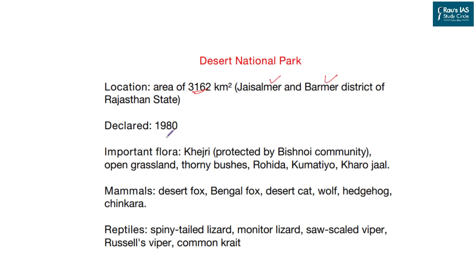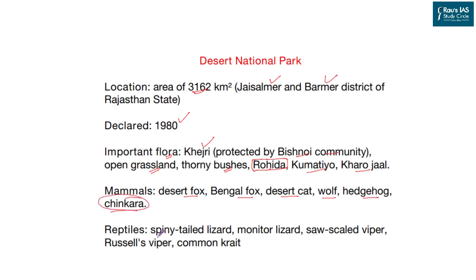It was declared a protected area in 1980. Important flora, that is plant species, include khejri, which is protected by the Bishnoi community. This community is also known to protect wildlife with respect to blackbuck and chinkara. It also includes some of the open grasses, thorny bushes, rohida, which is also the state flower of Rajasthan, kumatiya and kharojal. The animals include the desert fox, Bengal fox, desert cat, wolf, hedgehog and chinkara. Chinkara is the state animal of Rajasthan.